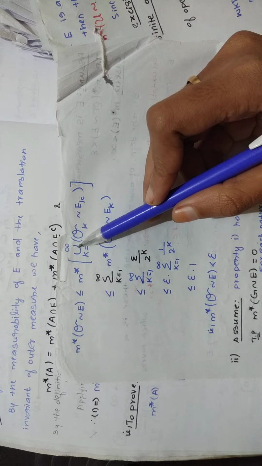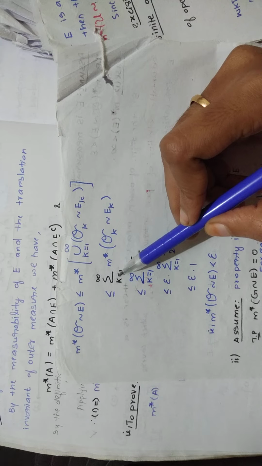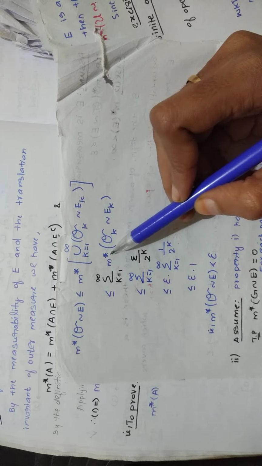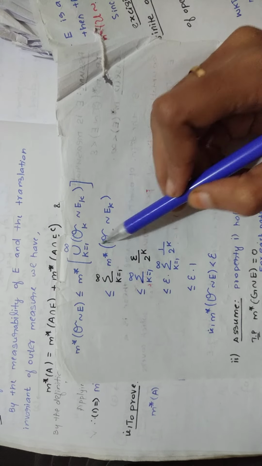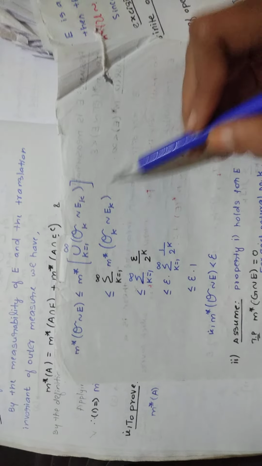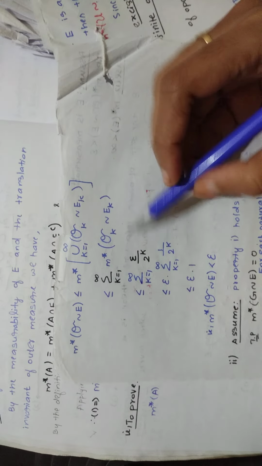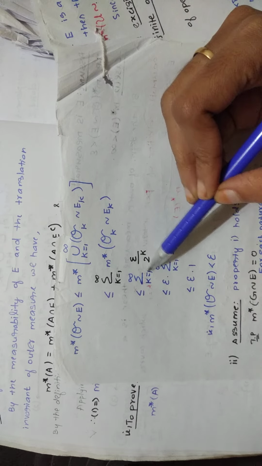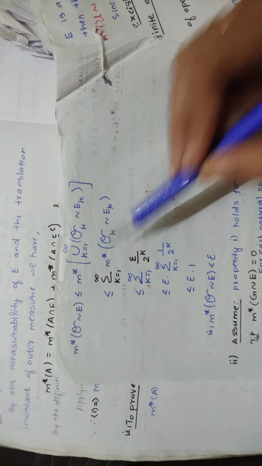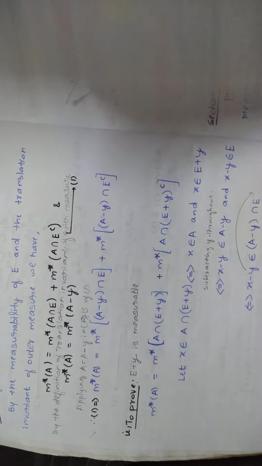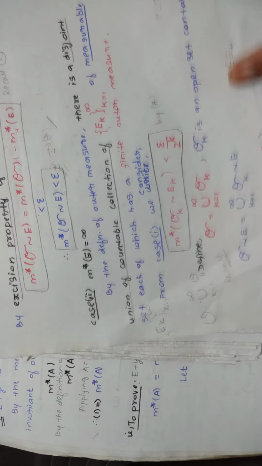Less than or equal to, now you are bringing the union outside, so that it becomes summation k equals 1 to infinity of m star of, bring this m star inside, and write the remaining by countable subadditivity of m star, the proposition. So summation k equals 1 to infinity, in the place of this you are substituting the value that you already have.